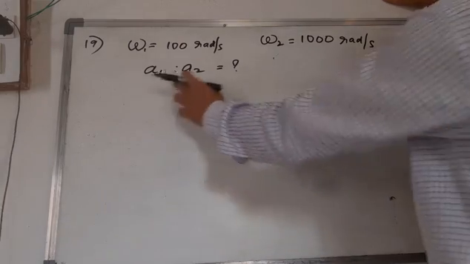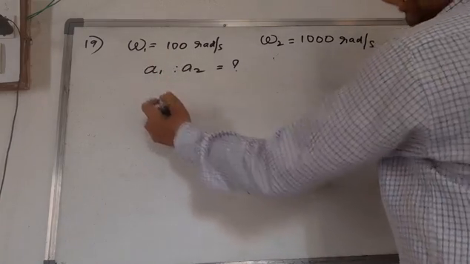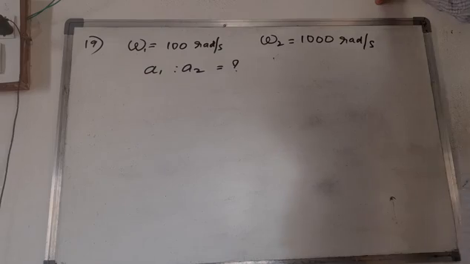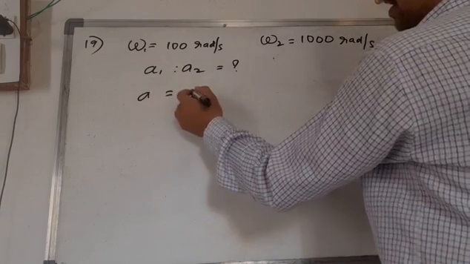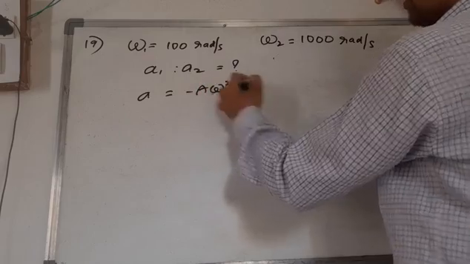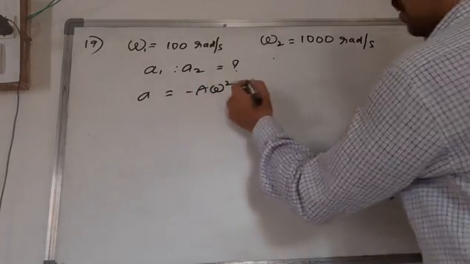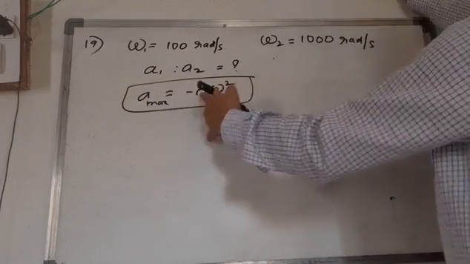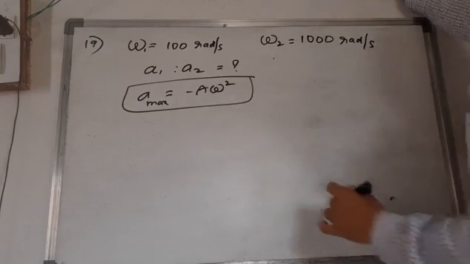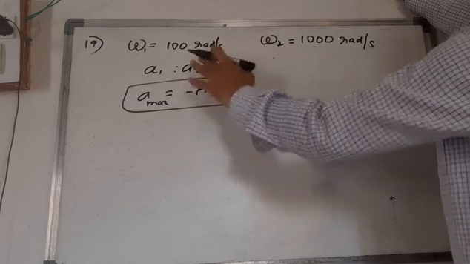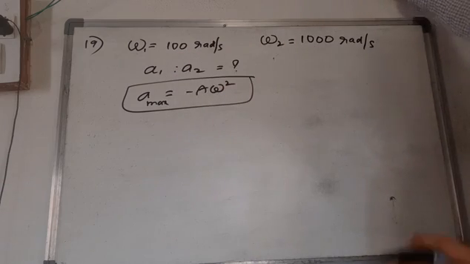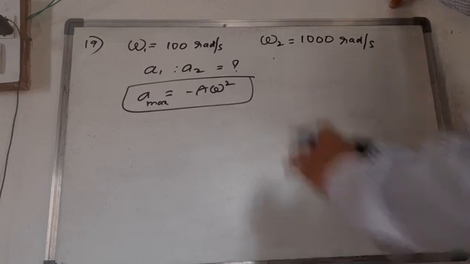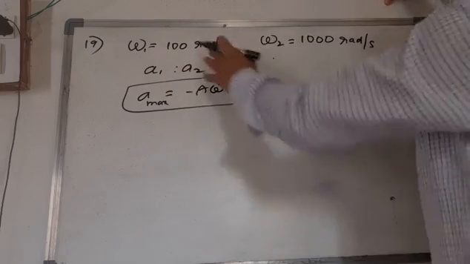So we know the relation between omega and acceleration. The maximum acceleration formula is a max is equal to minus a omega square. So here the amplitude is the same for both waves, right? But we have to find the ratio of a1 and a2. So omega 1 and omega 2 are given, so we just substitute the values.